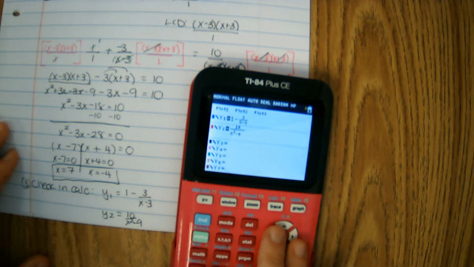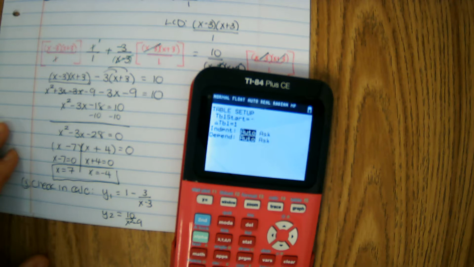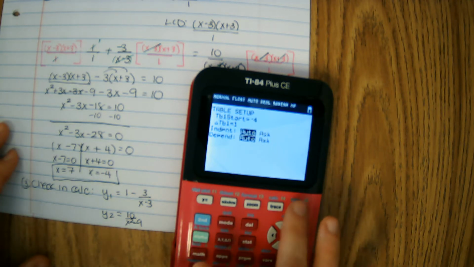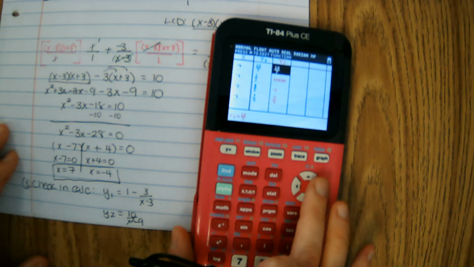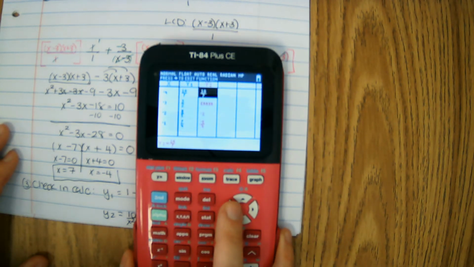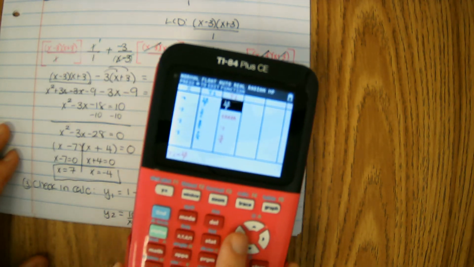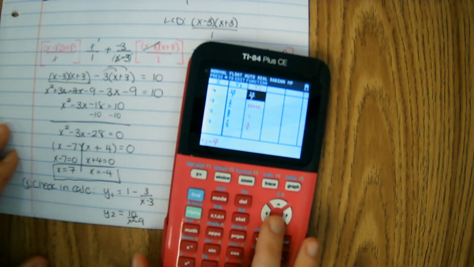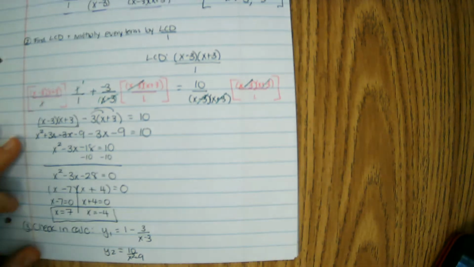And then I'm going to go to my table. And if you wanted, you could do second window and start your table at negative 4, at your answer. And at negative 4, we check here. It's a little blurry there, but it should say 10 over 7. And then at 7, it also checks. We have 1/4 and 1/4.